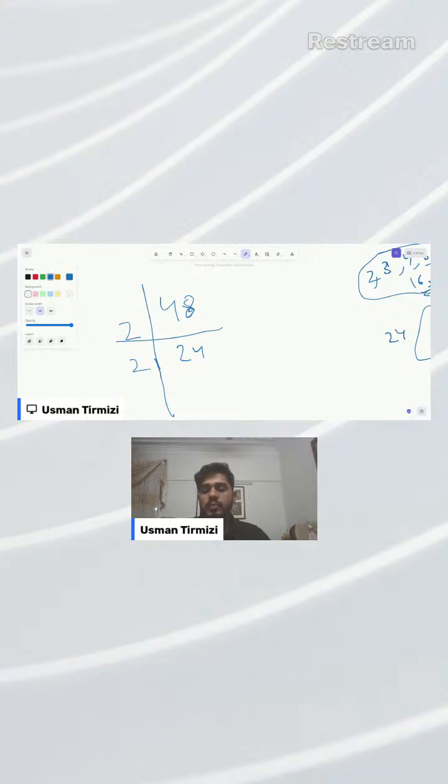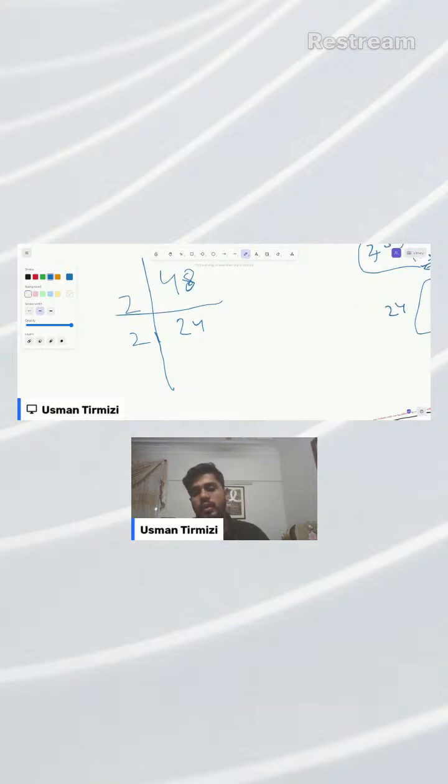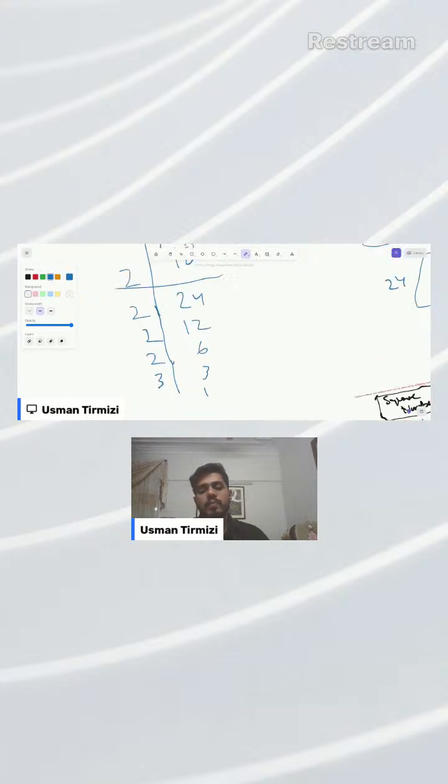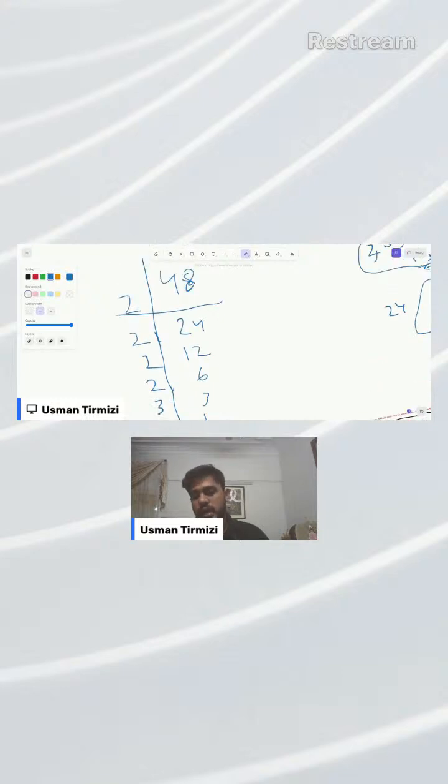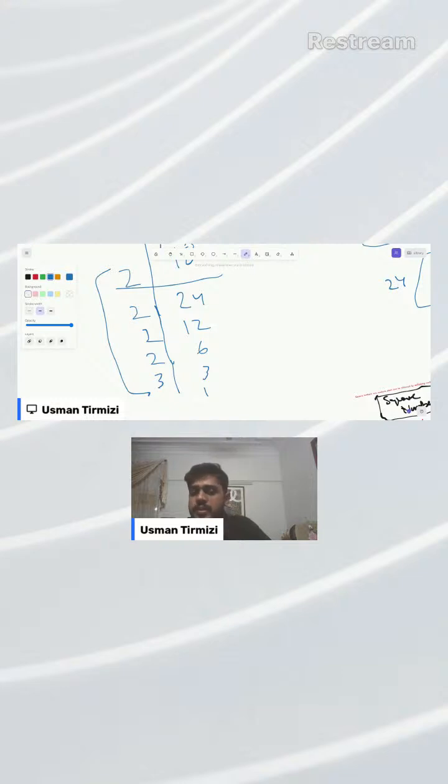We're going to divide it by 2 again, so we are left with 12. And then we divide by 2 again, we're left with 6, then 2, we're left with 3, and now 3, and we're left with 1. All right, so all of these are multiples of 48. Now we make different pairs of these multiples in order to find out the factors.